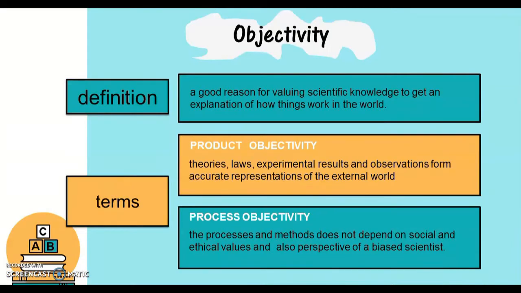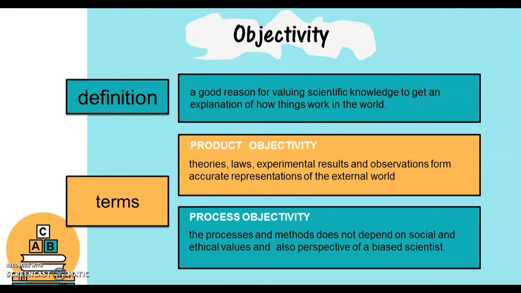Objectivity is defined as a good reason for valuing scientific knowledge to get an explanation of how things work in the world. It must be based on facts and free from bias. There are two terms of objectivity. Firstly, product objectivity. Science is objective in which theories, laws, experimental results, and observations form accurate representations of the external world. The products of science are not influenced by human desires, goals, capabilities, or experience.